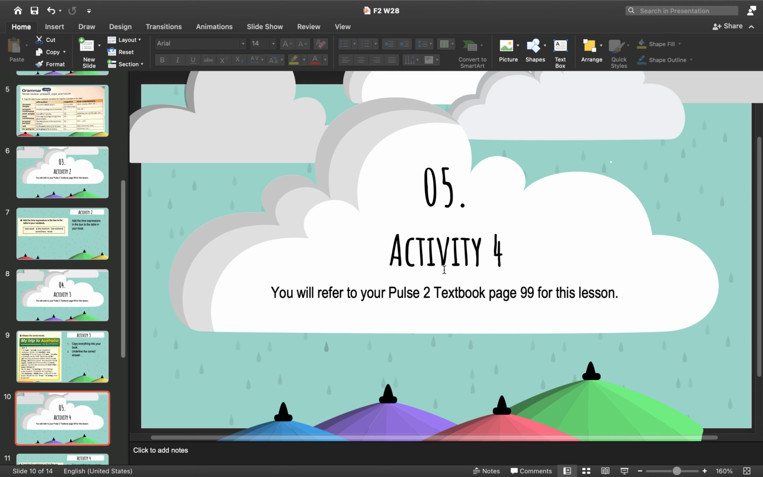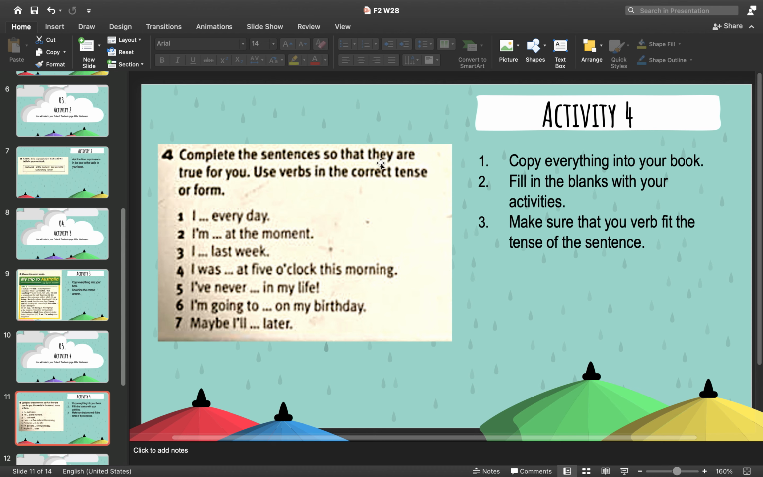Alright, activity 4. So, first of all, copy everything. Copy everything that are here and then fill in the blanks with your activities. Dekat sini dia nak tengok aktiviti kamu. Okay, so apa yang kamu buat? Okay, complete the sentences so that they are true to you. Lengkapkan ayat-ayat ni supaya ianya menjadi tentang kamu. Okay, use verbs in the correct tense or form. Gunakan verb dalam bentuk yang betul.